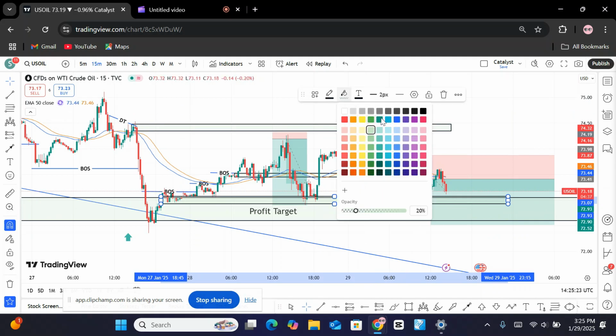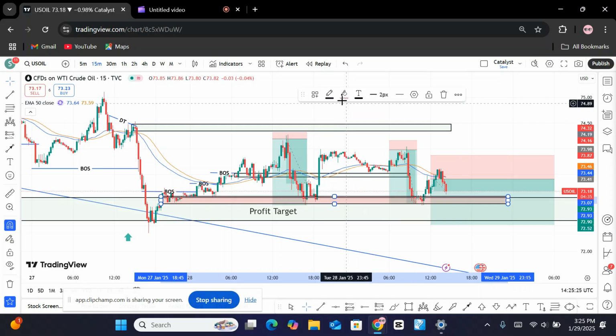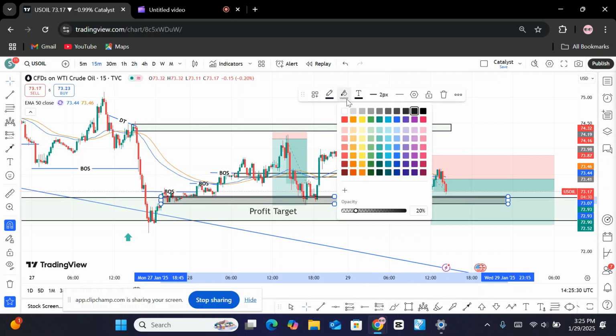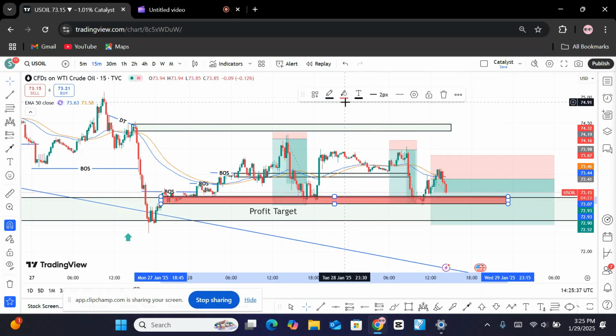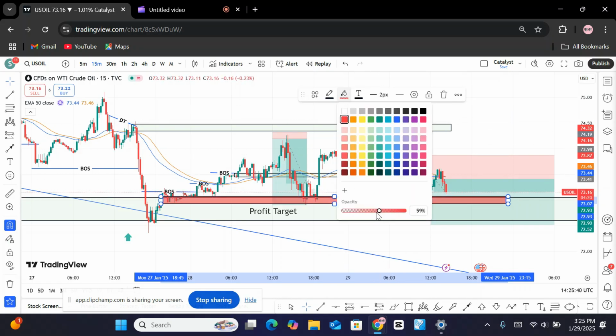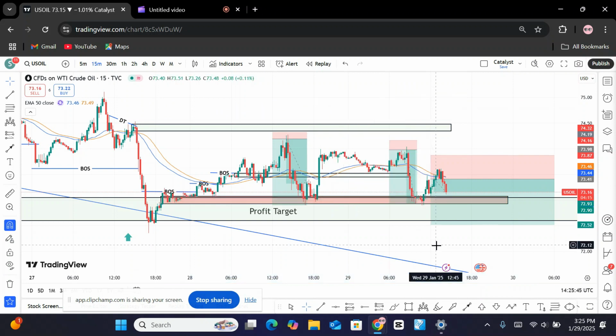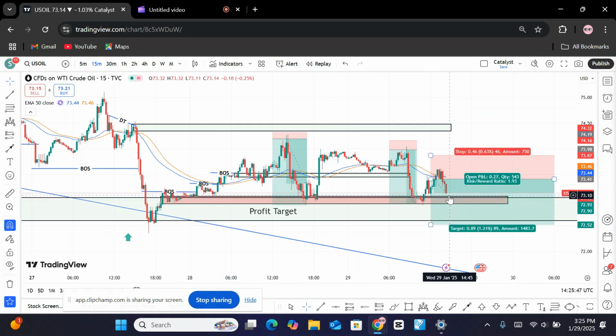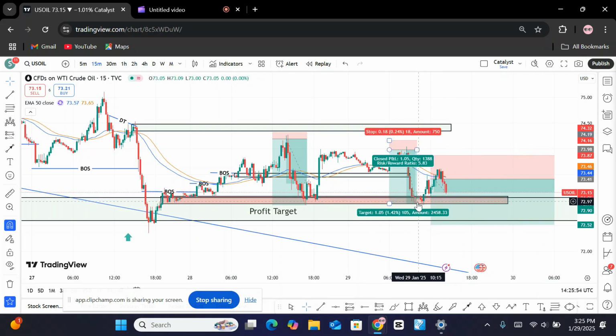Let me color it. Okay, it's red. Okay, let me use black. You might reject at this point, and I use red. There is a possibility that it might reject at this point. Once it reaches here, there is a possibility it might reject. But if it breaks this last zone, remember that each zone counts.